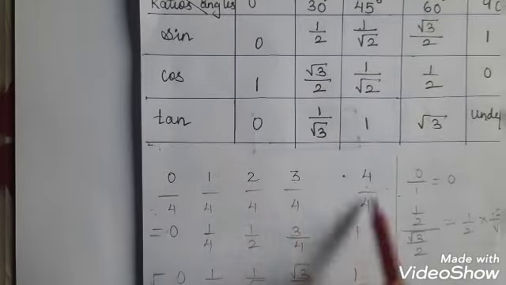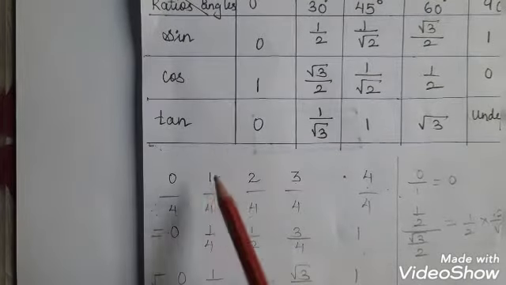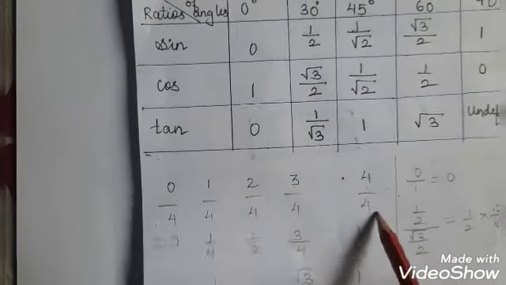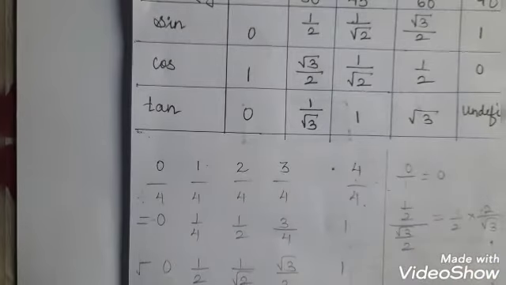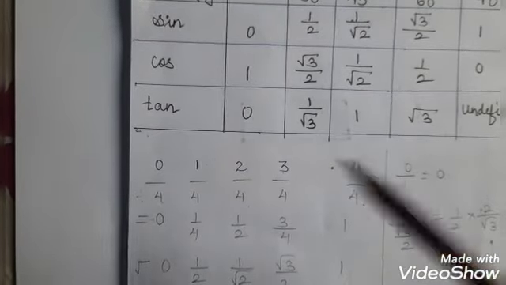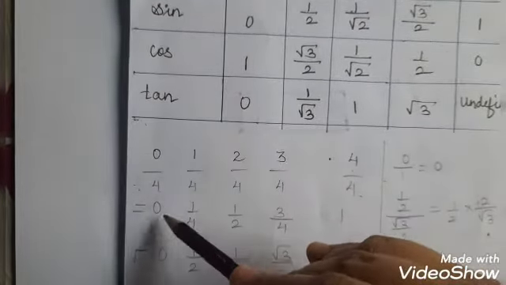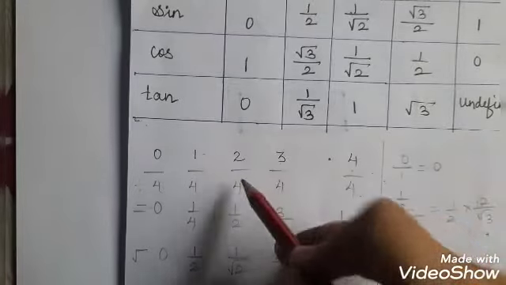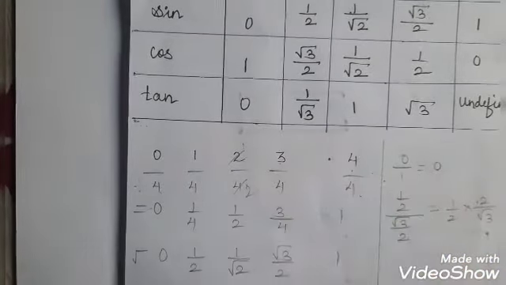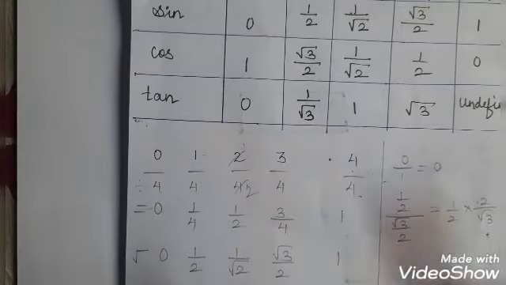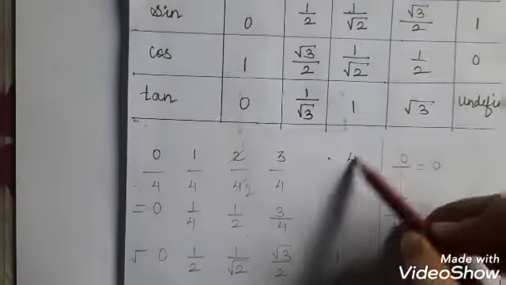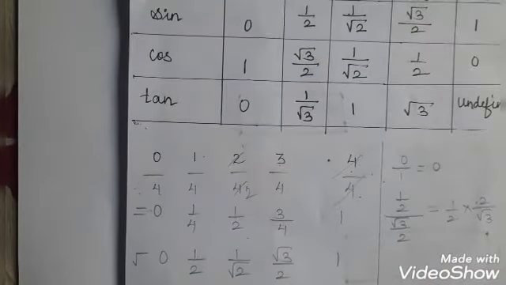Okay, so divide overall by 4. So 0 upon 4, 1 upon 4, 2 upon 4, 3 upon 4 and 4 upon 4. Now you divide it. So 0 upon 4 is 0. 1 upon 4 remains 1 upon 4 because we cannot divide it. Then 2 upon 4 becomes, 2 ones are 2, 2 twos are 4, so that becomes 1 upon 2. 3 upon 4 is also as it is. And 4 upon 4 becomes 1.